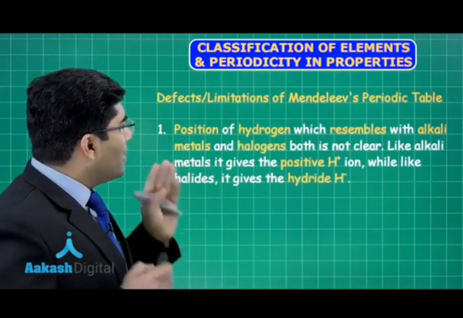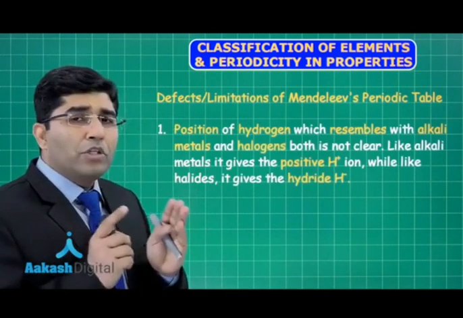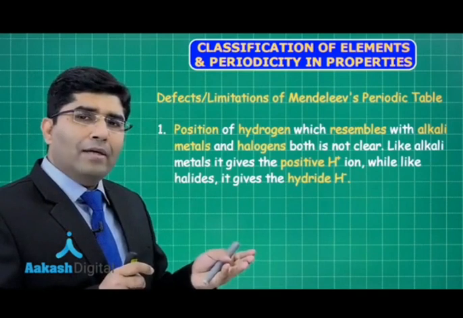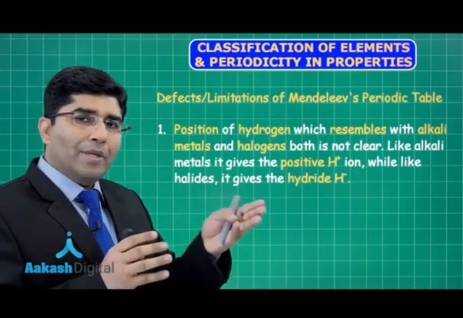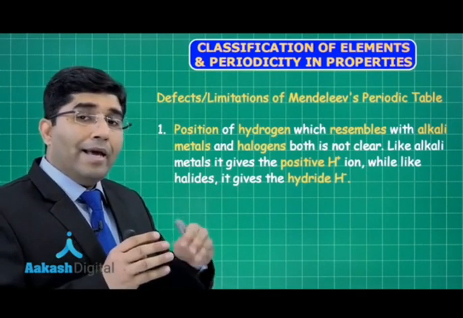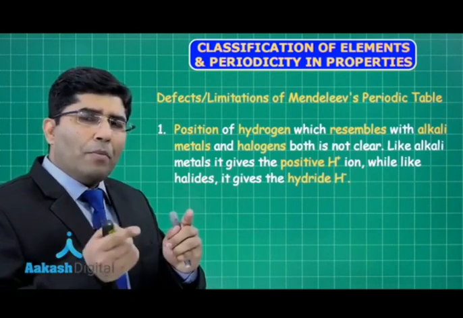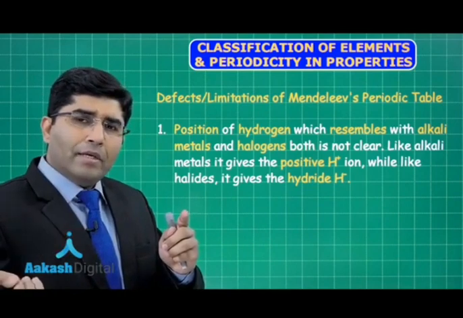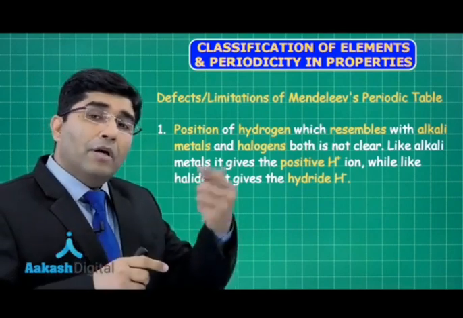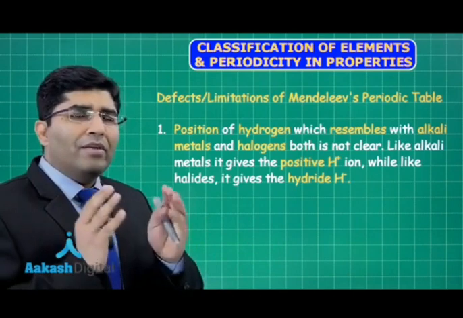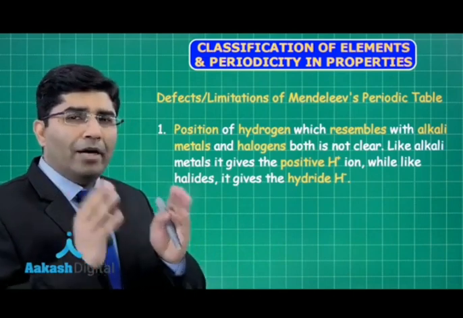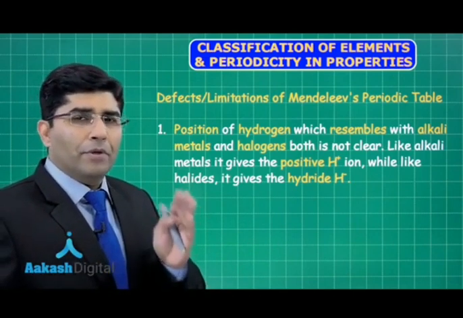The first limitation was the position of hydrogen. We all know that hydrogen makes H+ ion and H- ion also. So it has properties similar to the alkali metals and that of halogens also. So there was not a certain place for hydrogen in Mendeleev's periodic table.